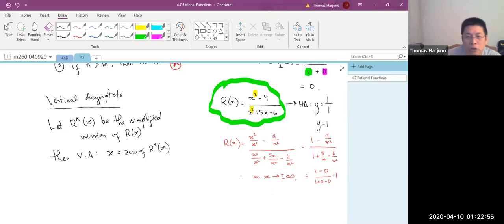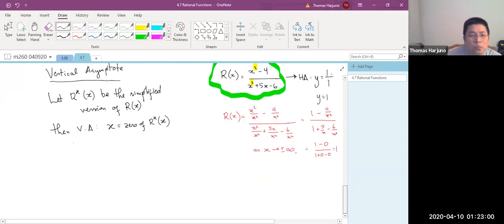Thomas, I don't get you. Don't worry, that's why we need an example. Let's take a look at our example 1 again. We have R(x) equals, let me factor them right away. The top becomes (x plus 2)(x minus 2). The bottom we get (x plus 6)(x minus 1).